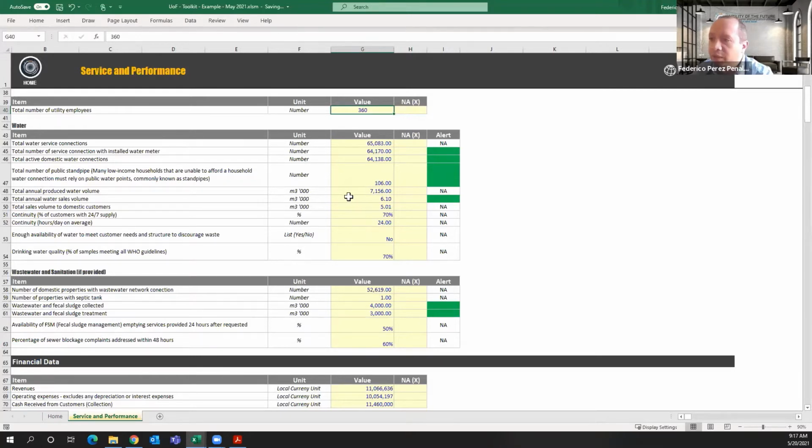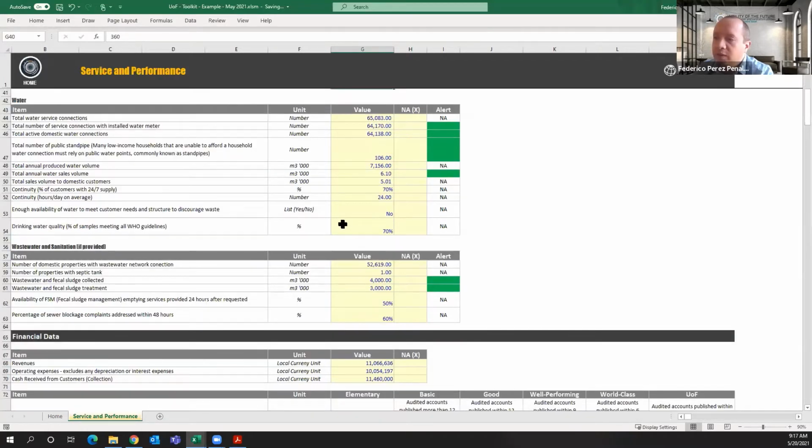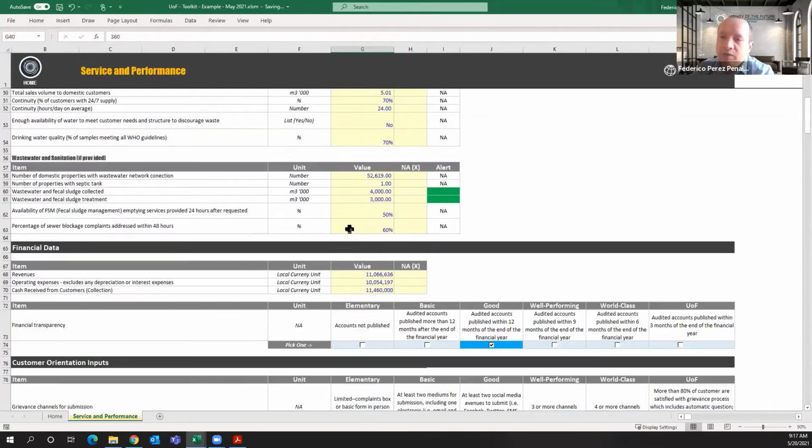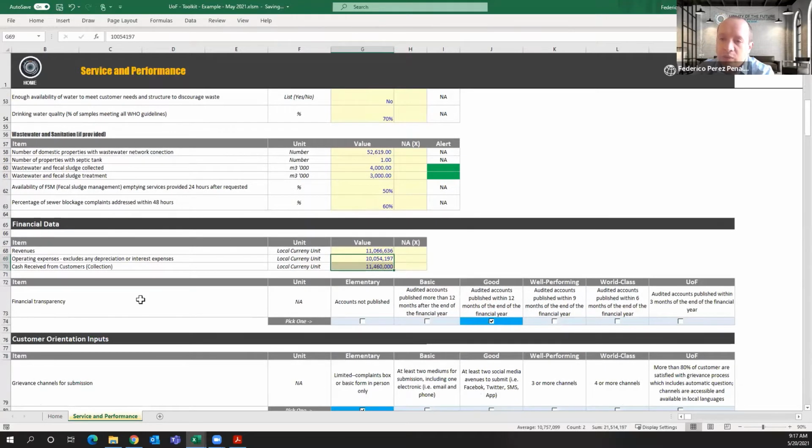So this is important, and even for your program and for your graduation project, this could be really interesting for you, because the numbers we have here are the numbers that should be top of mind of every top manager in the utility, but also for all the staff in the utility. We asked just a few numbers related to financial data, also transparency.